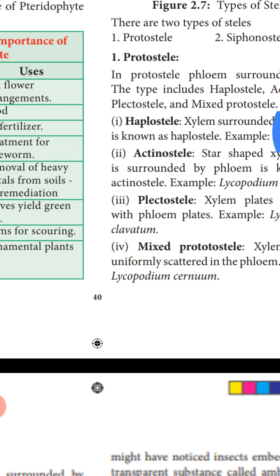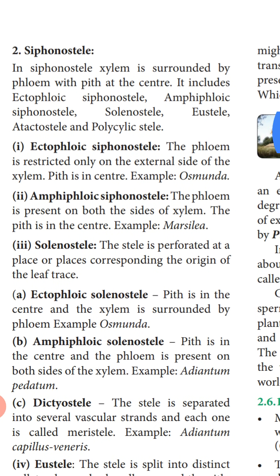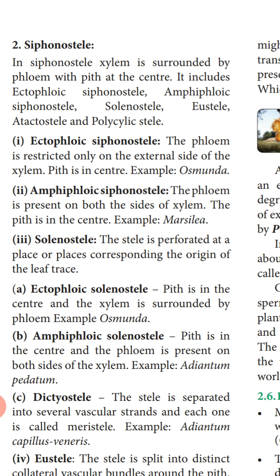Okay. Next is what, the Amphiphloic Siphonostele. In Amphiphloic Siphonostele, the phloem is present on both the sides of the xylem with pith in the center. So here in amphiphloic, in the center pith is present there. Surrounding this, the phloem layer, then xylem, then phloem layer is present. That is, phloem is present on both the sides of the xylem. This type of arrangement is called as Amphiphloic Siphonostele.